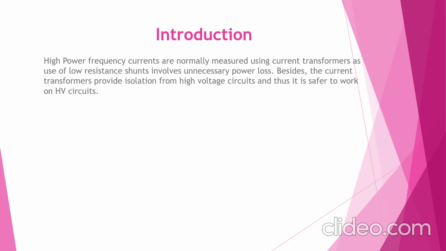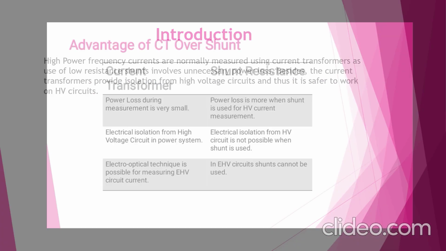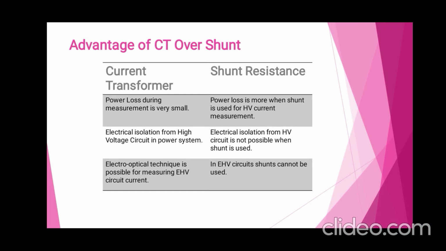So moving on. Hello everyone, I am Suraj Jadhav, and further moving on with our topic, let's see why we should prefer CT over shunt resistance. But before that, let's see what is CT and what is shunt resistance. CT is a current transformer. It is a type of transformer that is used to reduce or multiply an alternating current.